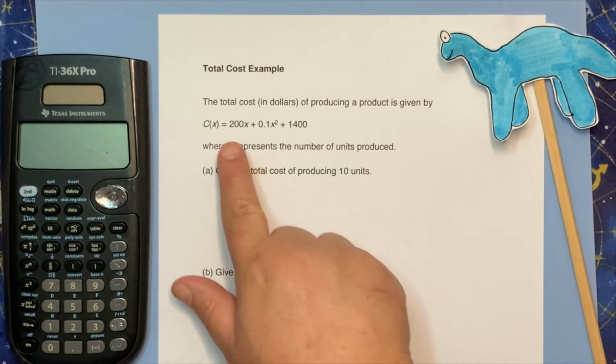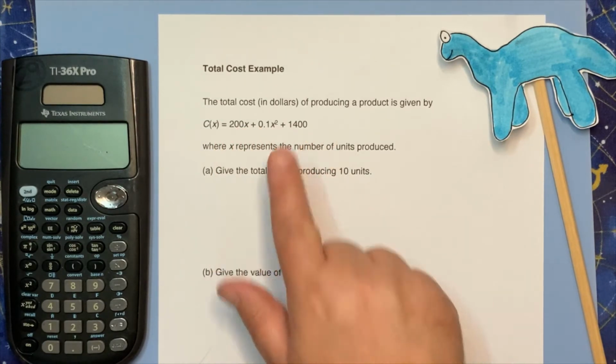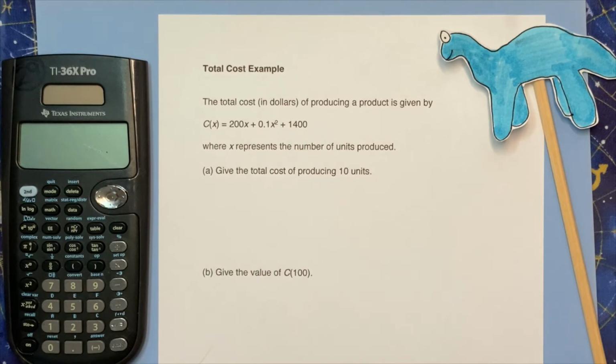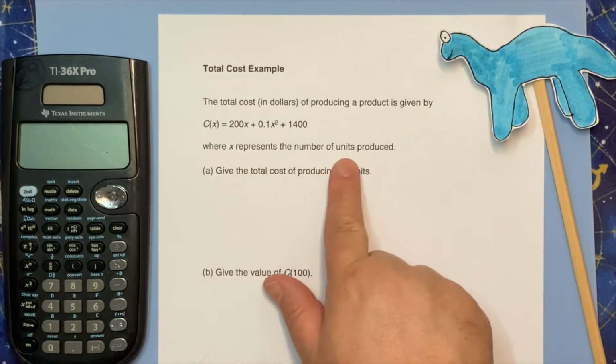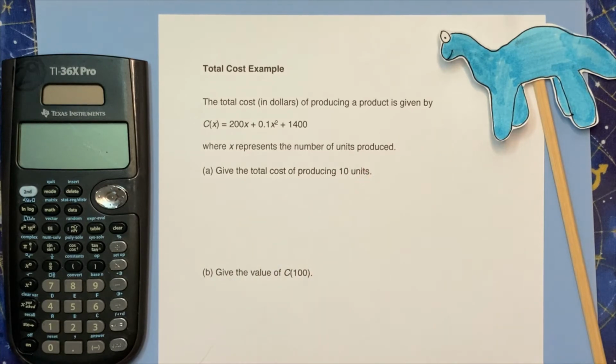I would not necessarily have written it in this order, but again, I'm doing a homework problem, so I'm trying to keep it in the order the book would probably present it. X is given as the number of units produced. So, first question, give the total cost of producing 10 units.